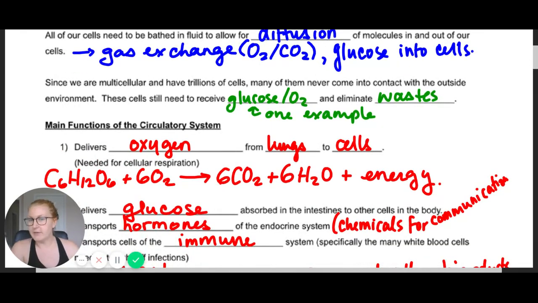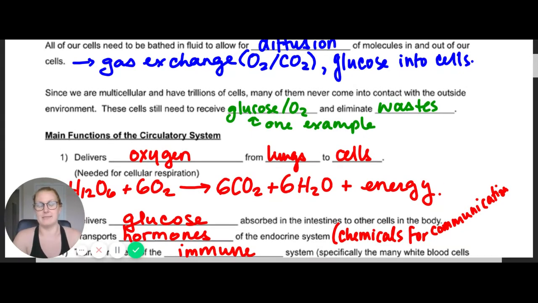Since we are multicellular and are made of trillions of cells, many of them are never in contact with the outside world. So we still need a way to get glucose and oxygen, as an example, into our cells. So obviously, we have many cells that are internal. They are not actually accessing the air, nor are they accessing any direct food source.